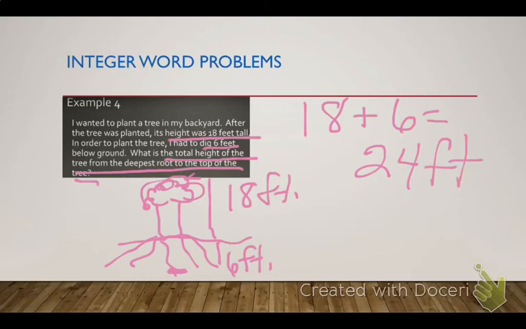Now you might say, well, we added an 18 and a negative 6, so how do you get 24? Well, remember, we're talking about distance again, just like if we were on a number line. What is the total distance from negative 6 to positive 18? What is the total distance from here to here? The total distance is 24, just like the total height of this tree and root is 24 feet tall.